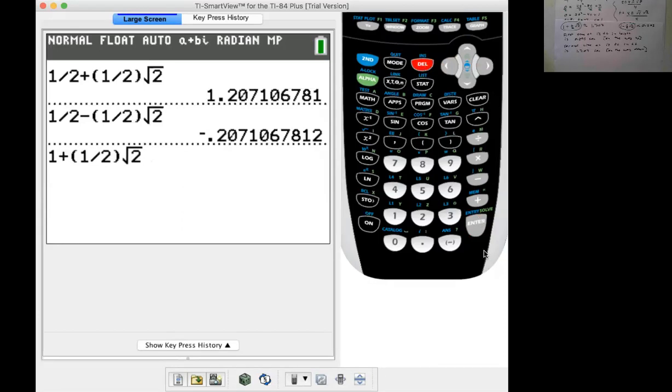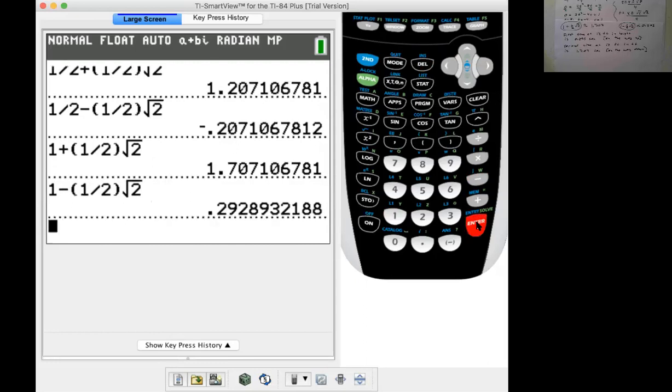So here's 1 plus 1/2 root 2 should be 1.707. There it is. And then second enter pulls back the previous line. Change that plus to a minus. And the minus is here. Whoops. Arrowed it over one more. 1 minus. That's what I wanted to say. 1 minus. Enter should be 0.293, and it is.